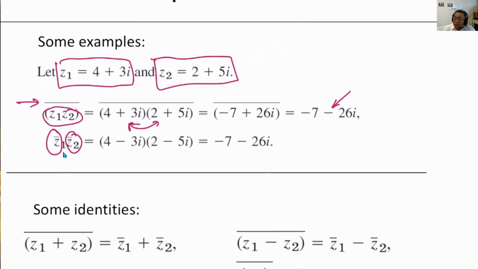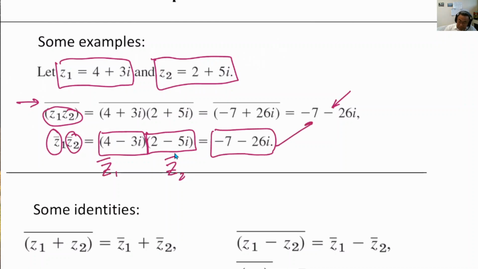Alright, now Z1 bar multiplied by Z2 bar. So what we realize is that to do this, we take Z1 and perform the complex conjugate. On top is Z1, 4 plus 3i. So Z1 bar means 4 minus 3i. We are taking the complex conjugate of Z1. What about here? This is Z2 bar. We take Z2, which is 2 plus 5i, and perform the complex conjugate, which is 2 minus 5i. You open up the bracket, and then you will result in this.